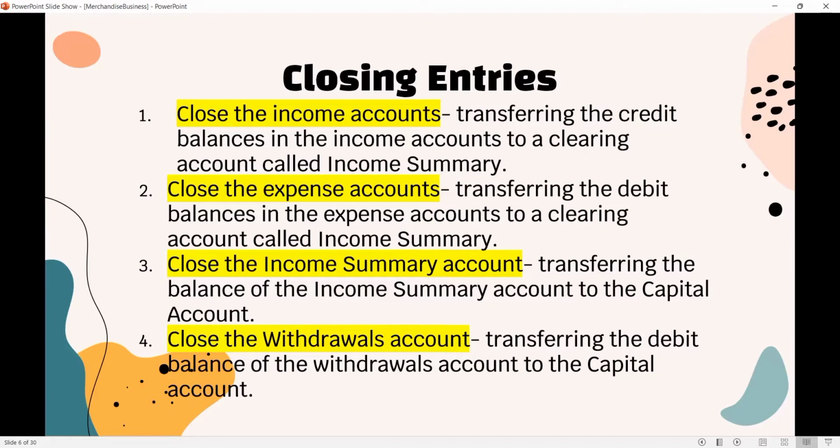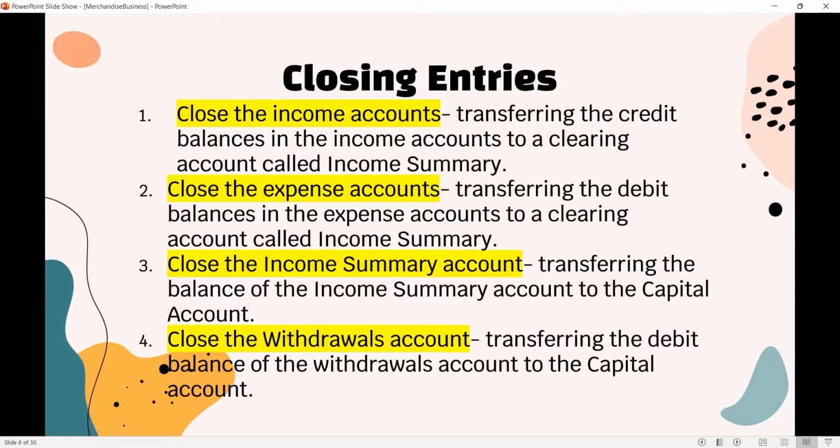So, yung number 2 naman, close the expense accounts, transferring the debit balances in the expense accounts to a clearing account called income summary. So, ang magiging entries natin dyan is debit income summary, i-credit natin ang ating expenses. Sa number 3, close the income summary account. So, transferring the balance of the income summary account to the capital account.